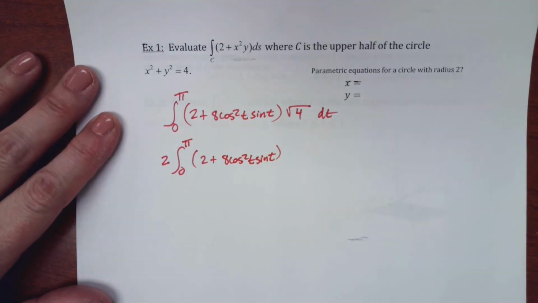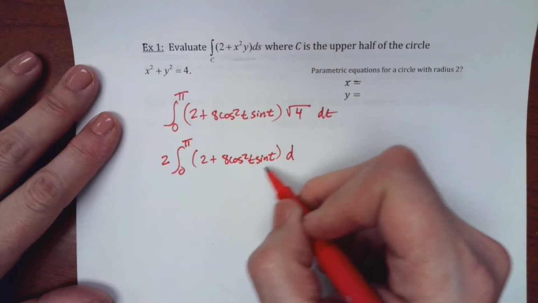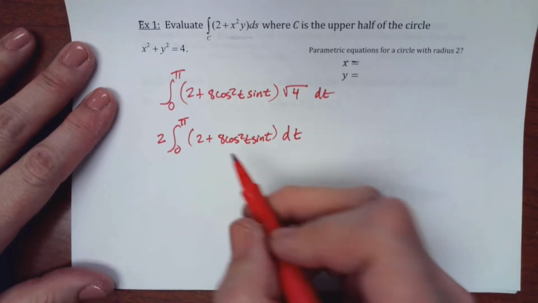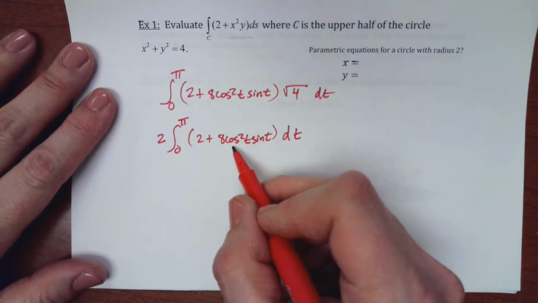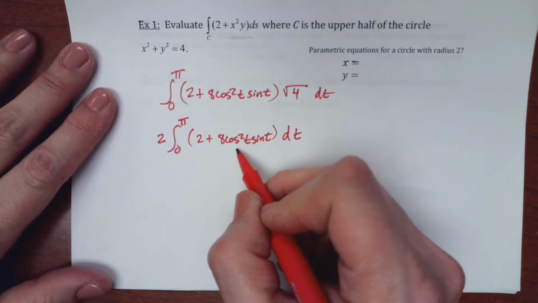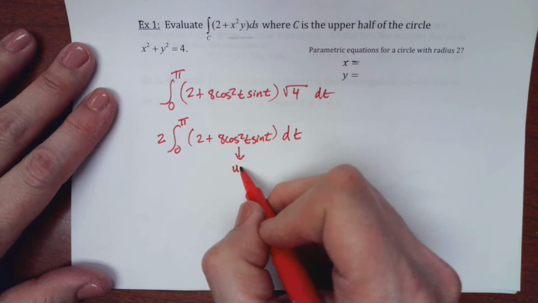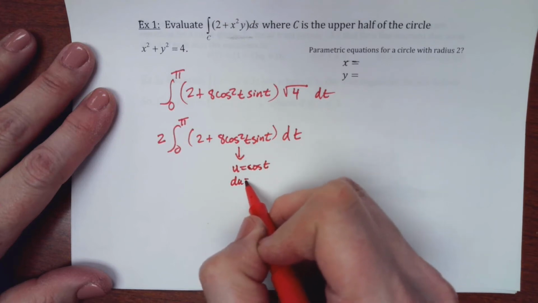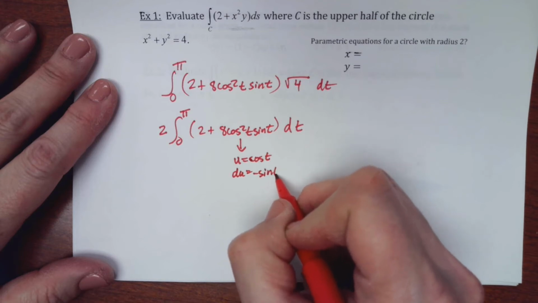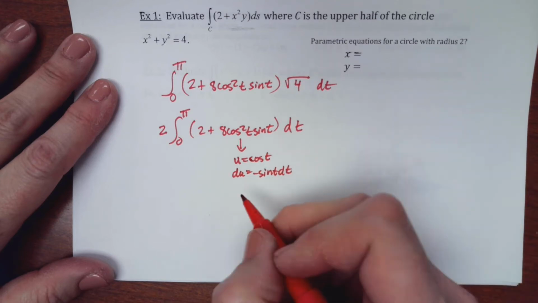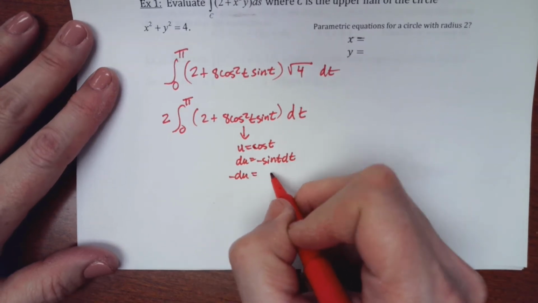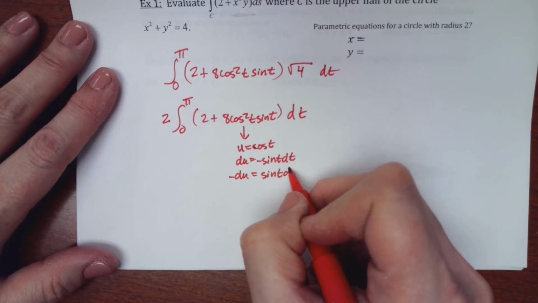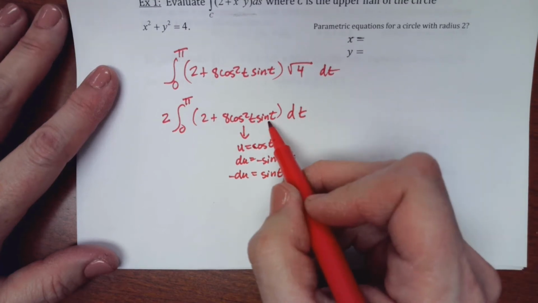So the trick is when you want to integrate with the cosine and sine multiplied together, anything that's being taken to a power, the base of that is going to be your u. So in this problem, I'm going to make u equal to cosine t. That way my derivative of that is negative sine dt. So negative du is replacing sine t dt.